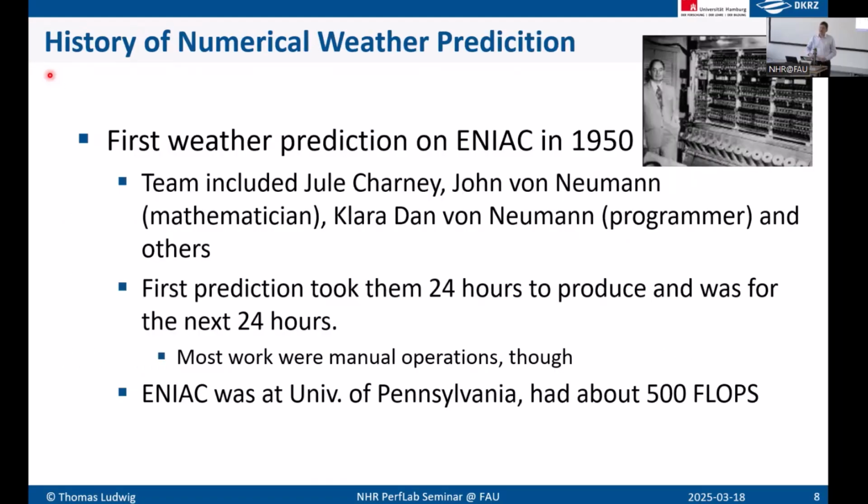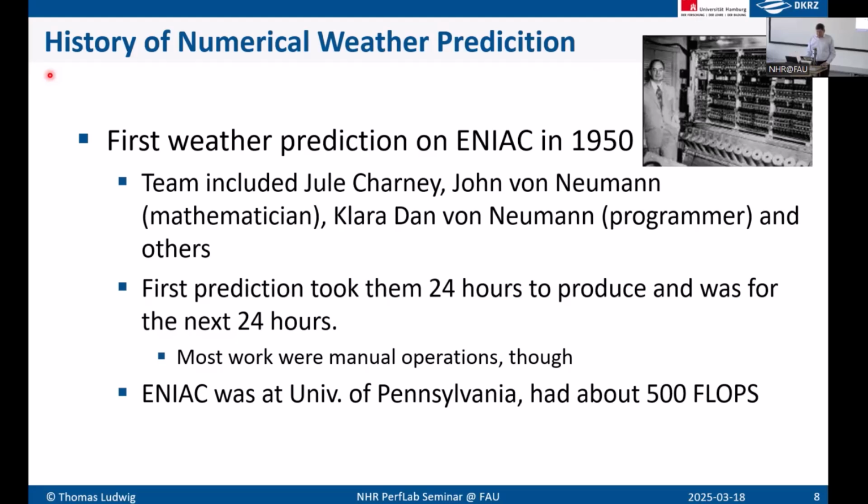Then, of course, finally, we have something like an electronic computer. And the first weather prediction was done in 1950 on an ENIAC. The Americans always think that ENIAC is the first computer. Well, we know better. They did this here. One of the first applications was then weather prediction under the control of Charney, a scientist, but also pushed forward by John von Neumann, for example.